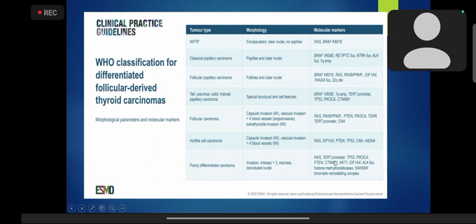And what are the molecular markers present? RAS, TERT promoter, TP53 and PIK3CA. In future slides we will see KRAS, BRAF and TERT. TERT is the most common, and we frequently see RAS and BRAF.